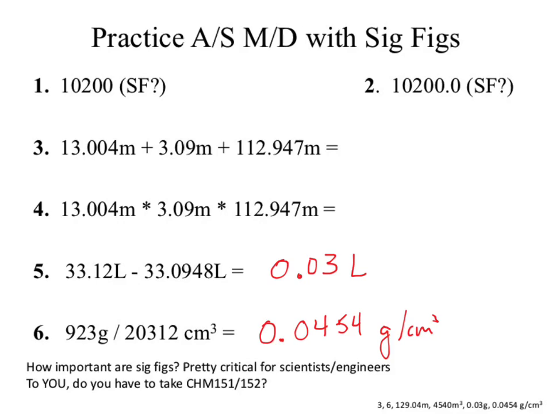How important are sig figs? If you're going to be a scientist or an engineer, sig figs are very, very important. This can be a matter of life and death. If you have to take 151 and 152, it becomes even more important because faculty in 151 and 152, like if you've heard of grammar Nazis, there are sig fig Nazis, and that is 151 and 152. So you have to be very, very careful with it. Even more so.